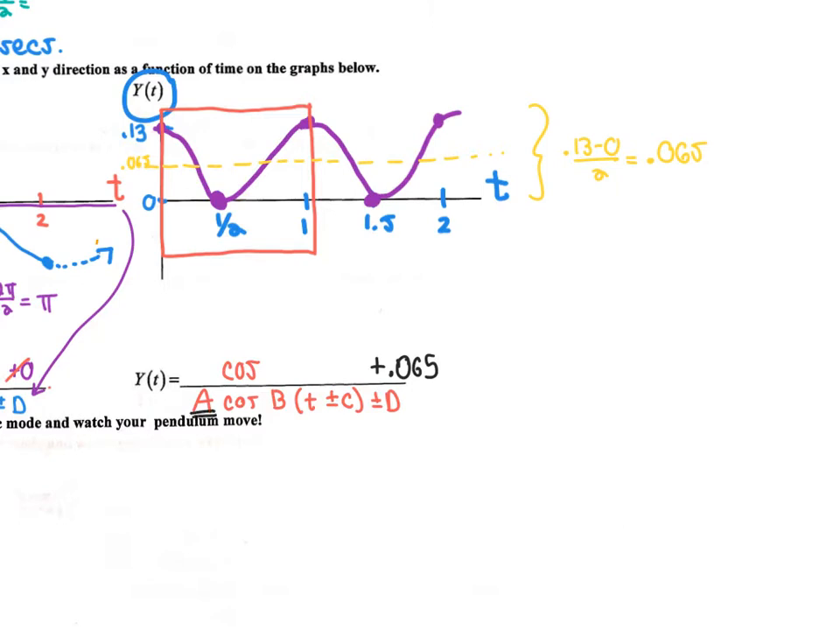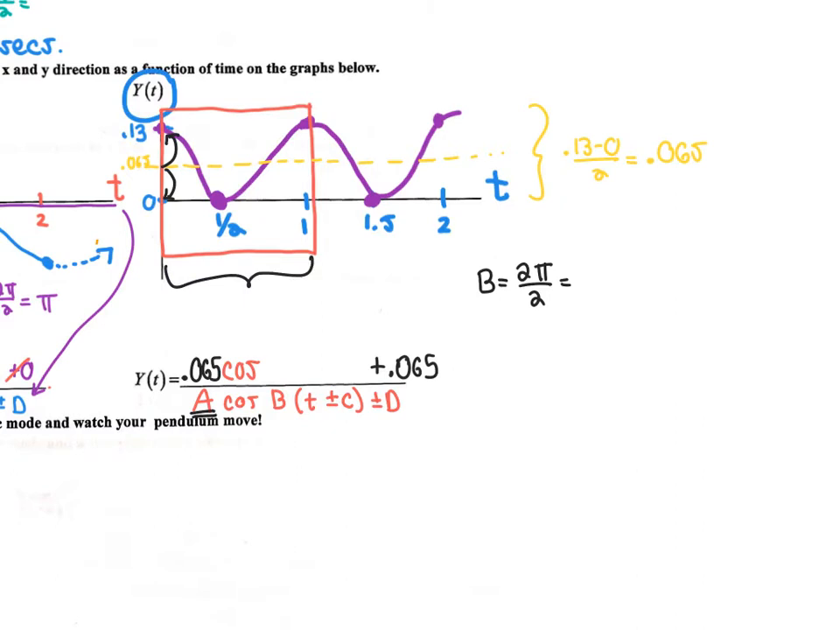Next, I'm going to come over and find my amplitude. My amplitude then is the distance from the midline up to that highest point, or from the midline down to that lowest point. Well, my lowest point is 0, so that means my amplitude is again 0.065. B value, remember to find the b value, we'll do 2 pi divided by the period, which was 2. So my b, sorry, I take that back. The period is not 2 on this graph.